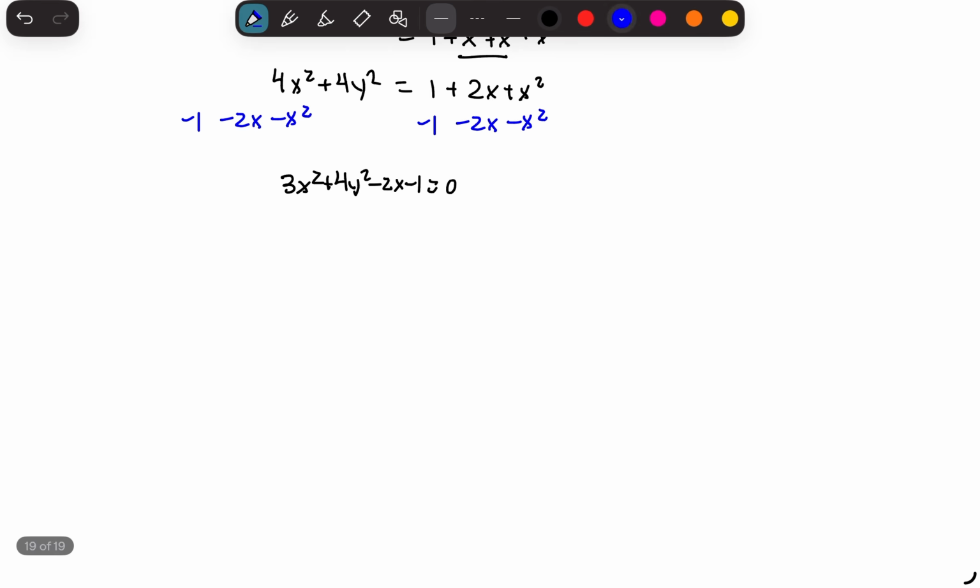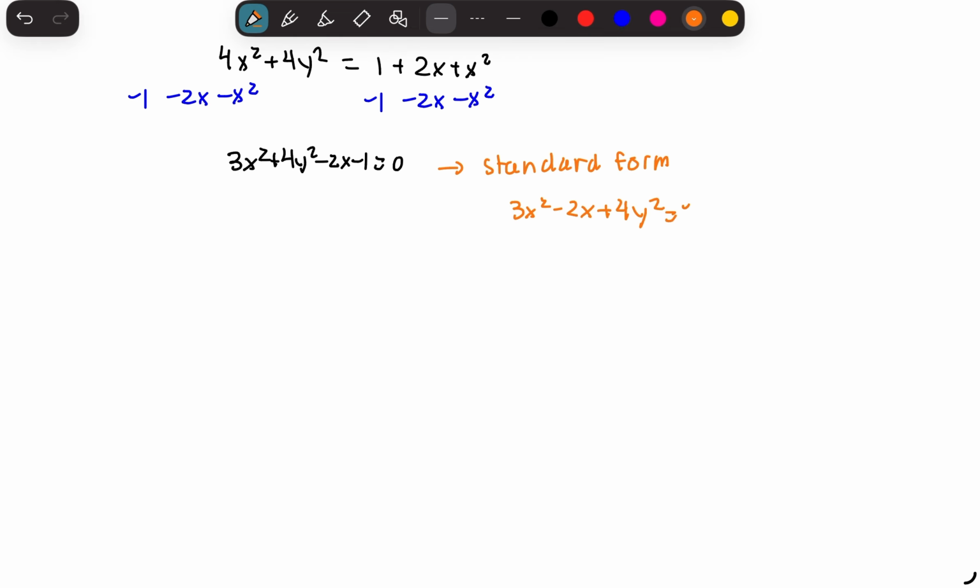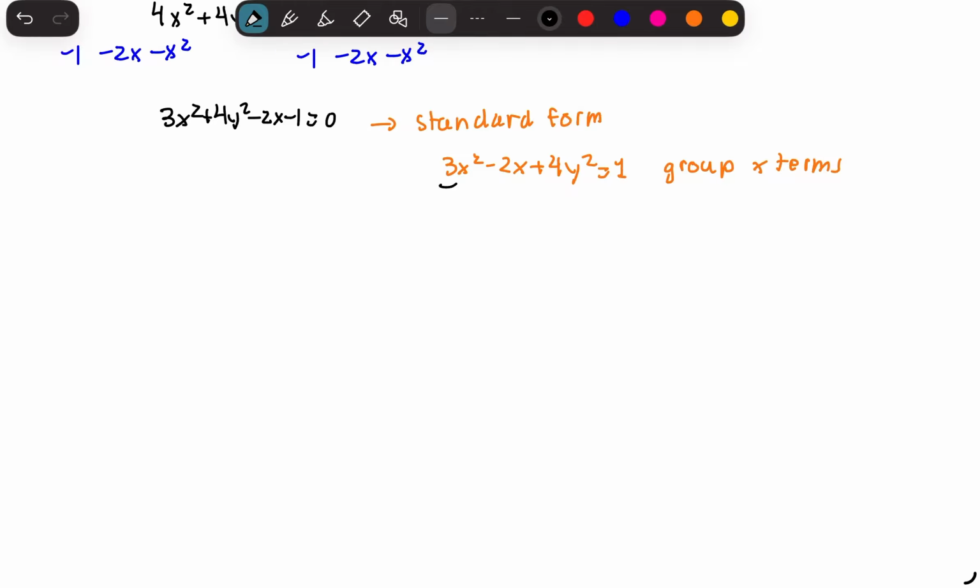Now you want to take this and you want to go into your standard form. So what this means is you're going to have 3x squared minus 2x plus 4y squared is equal to 1 by grouping the x terms. So what you're going to do is you're going to factor that 3 out here. So what I want you to do here is just ignore that y squared. So you're just going to take that 3 out from here.